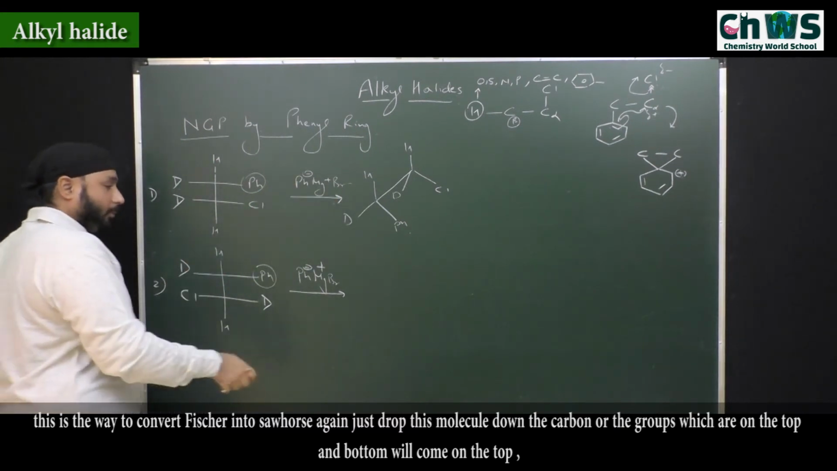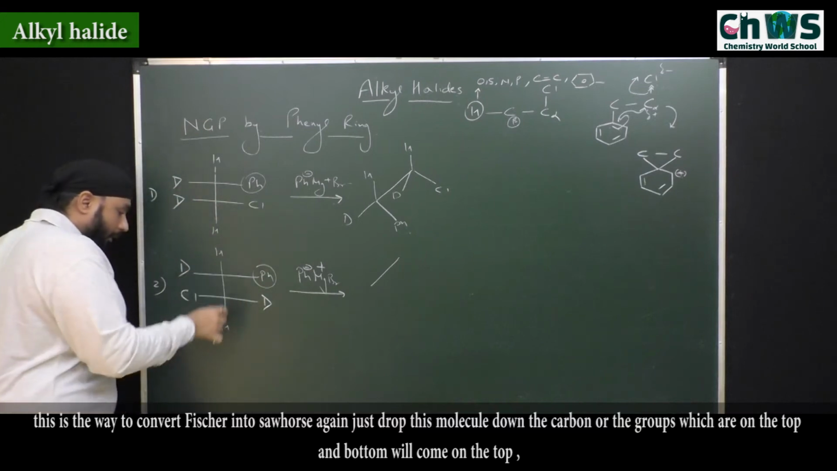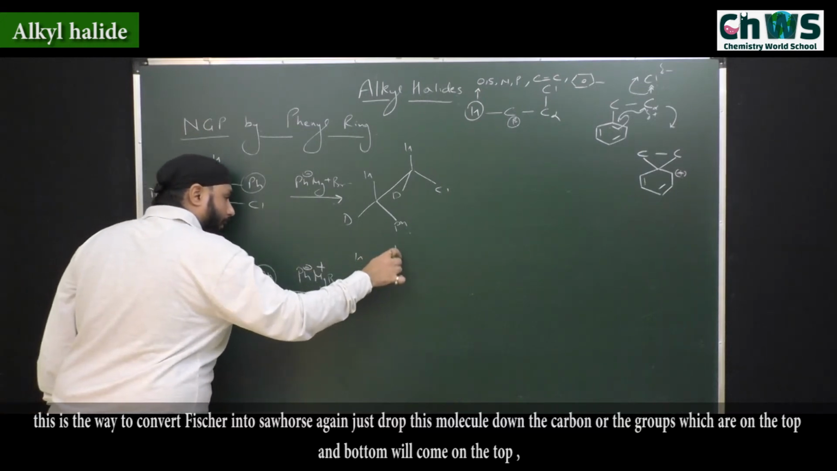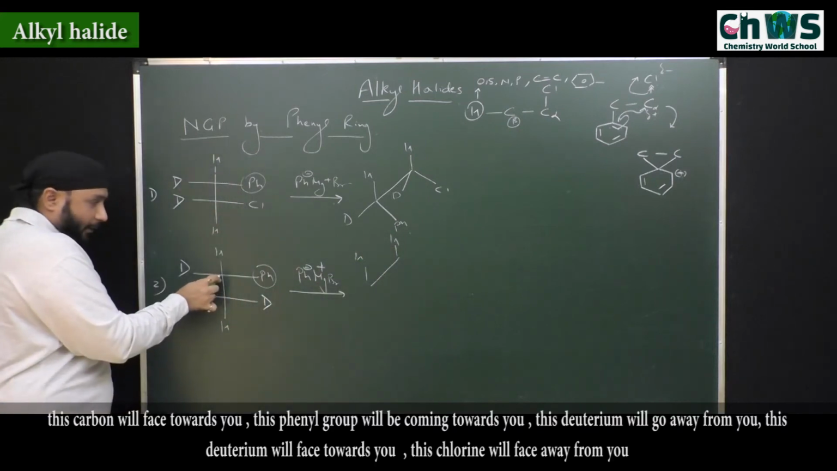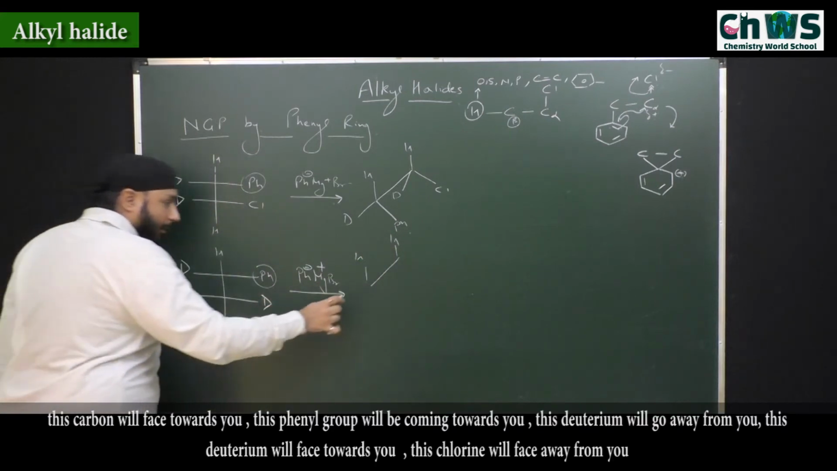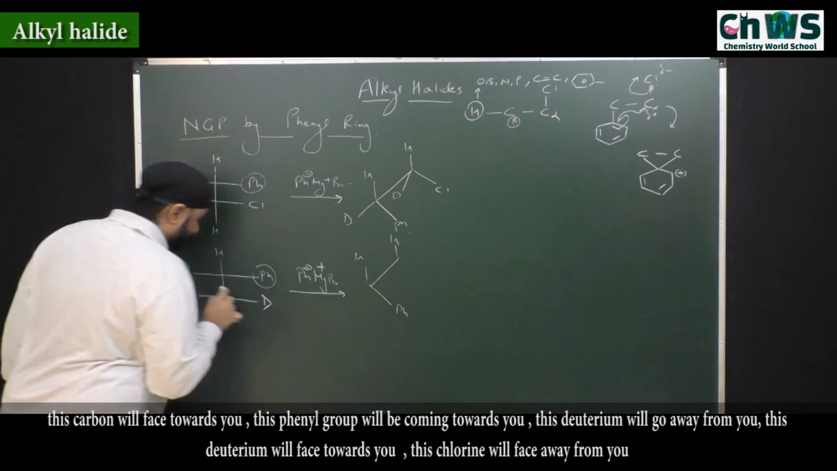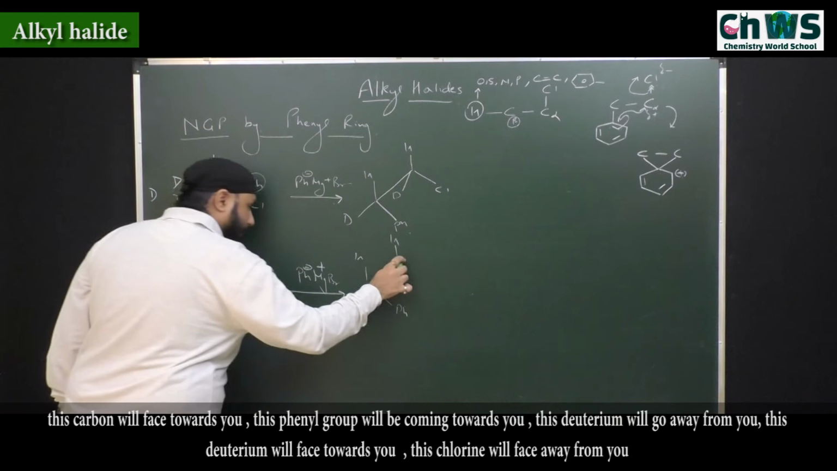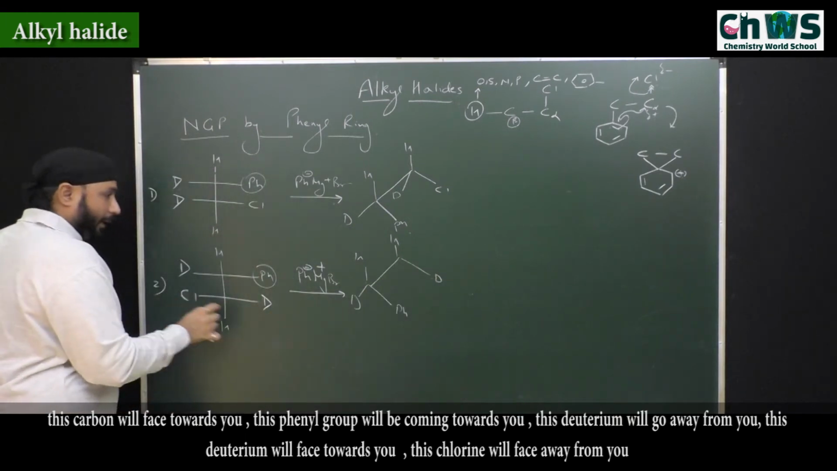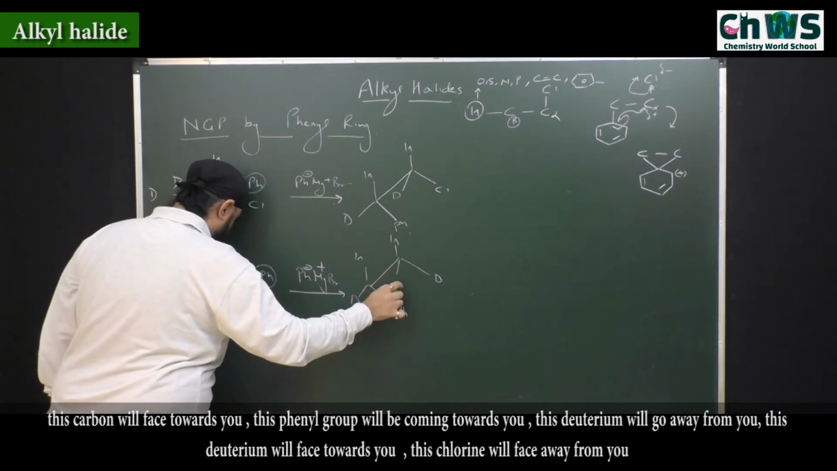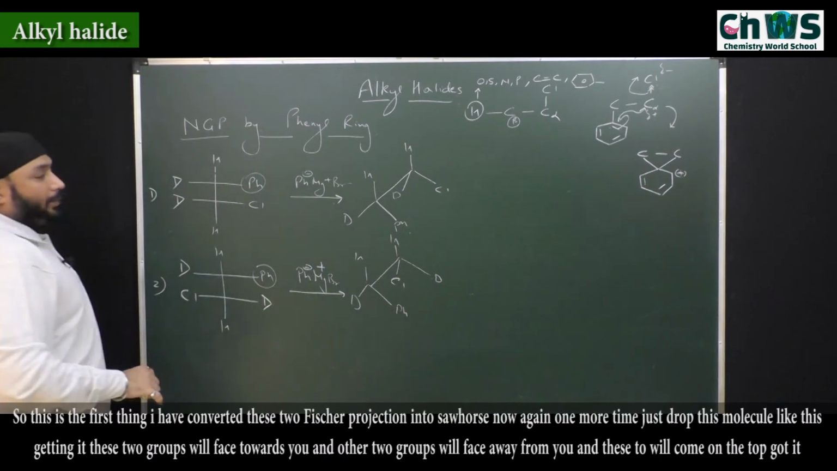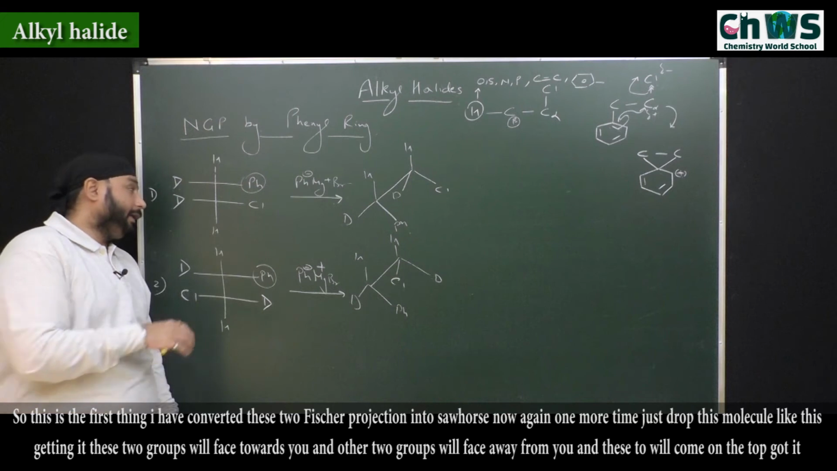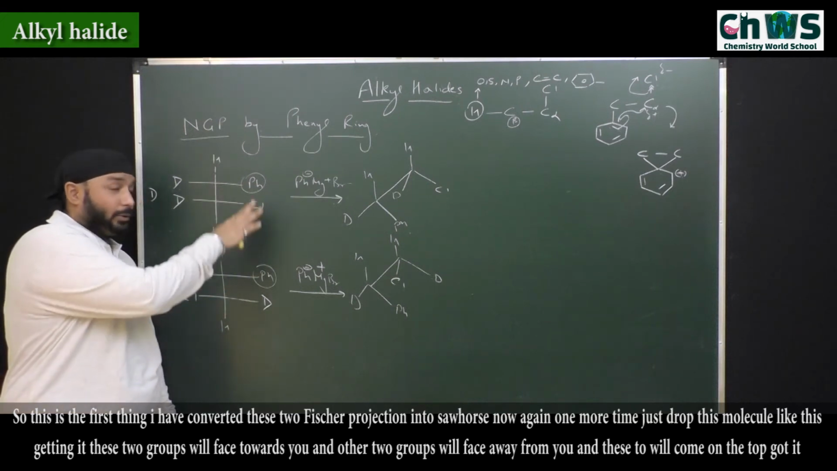Again, just drop this molecule down. The groups which are on the top and bottom will come on the top. This carbon will face towards you. This phenyl group will be coming towards you. This deuterium will go away from you. This deuterium will face towards you. This chlorine will face away from you. So this is the first thing I have converted, these two Fischer projections into sawhorse.